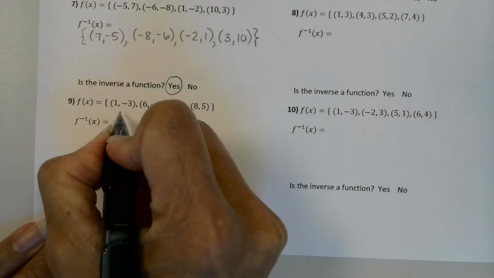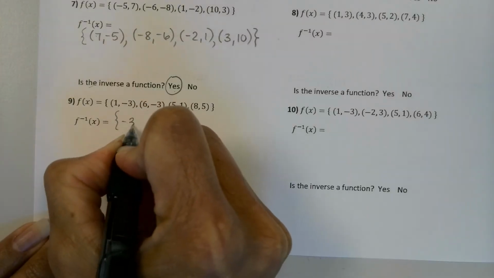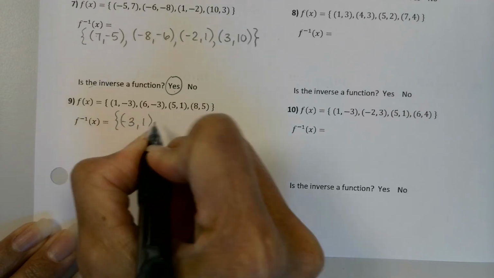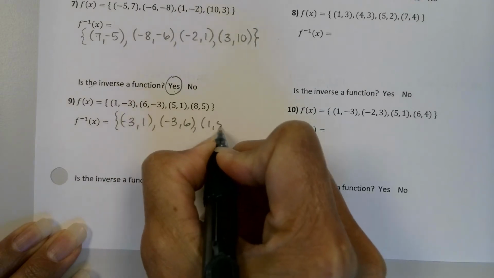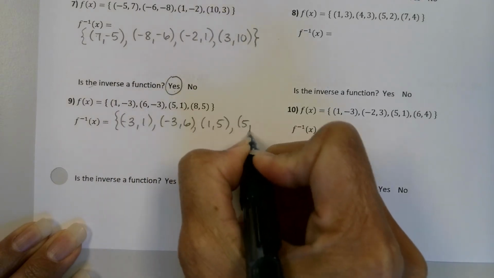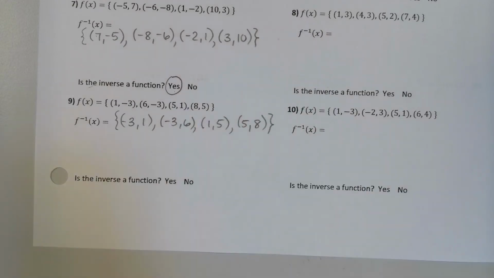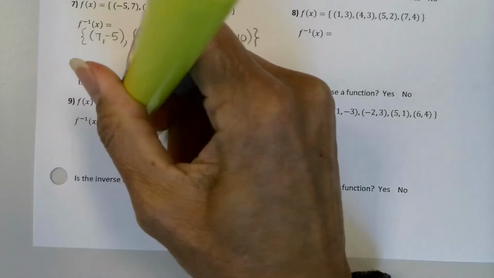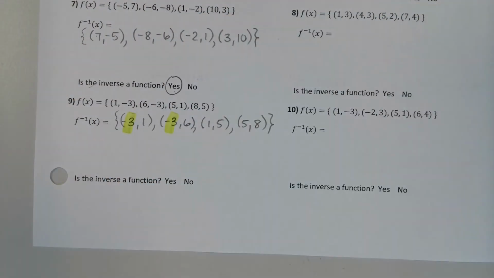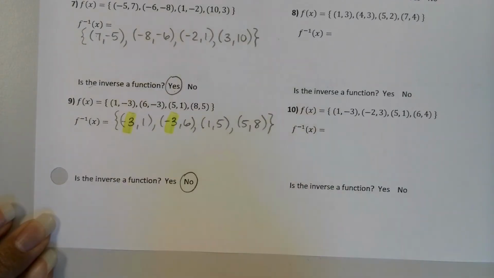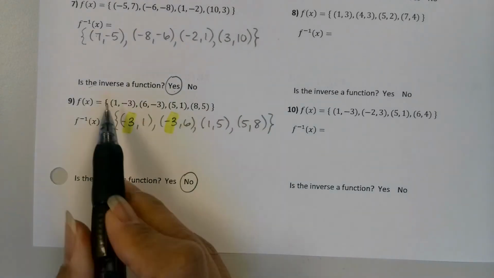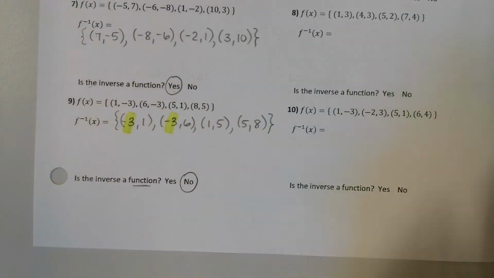Okay, so you should have written -3, 1, -3, 6, 1, 5, and 5, 8. And in writing that, you would have noticed that -3 has been assigned a 1 and a 6 as its y value. Therefore, this relation is not an inverse function. It's a function, but it's not an inverse function.